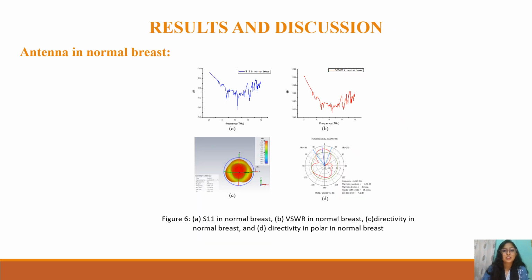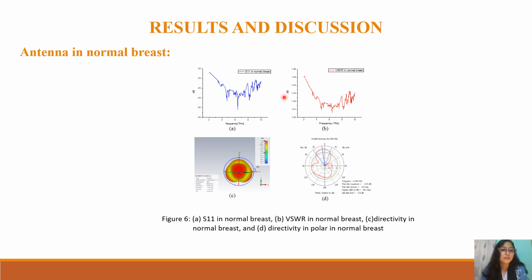Let's move to the next slide. So the next slide is about the antenna in normal breast. Here, figure 6a represents the return loss of the antenna when placed in a normal breast environment, revealing a minimal S11 value of -51.187344 dB at 6.424 terahertz, which is less than -10 dB. So it can be stated that the antenna can operate in normal breast.